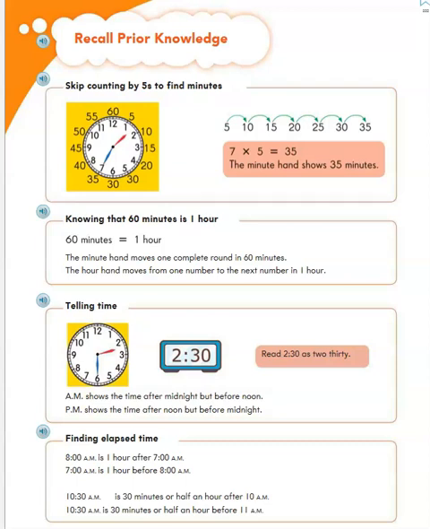Welcome to lesson 16.1, all about telling time. So before we start that lesson, we're just going to quickly go through what we hopefully already know about time.